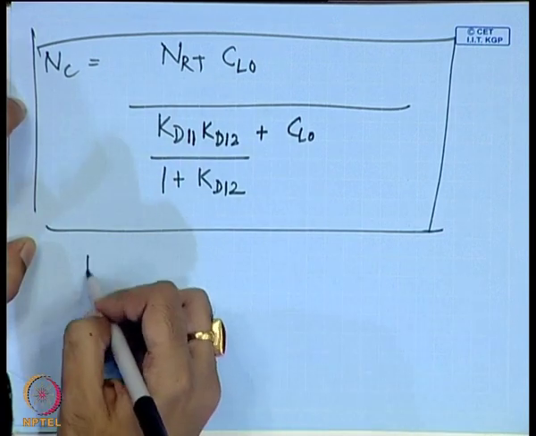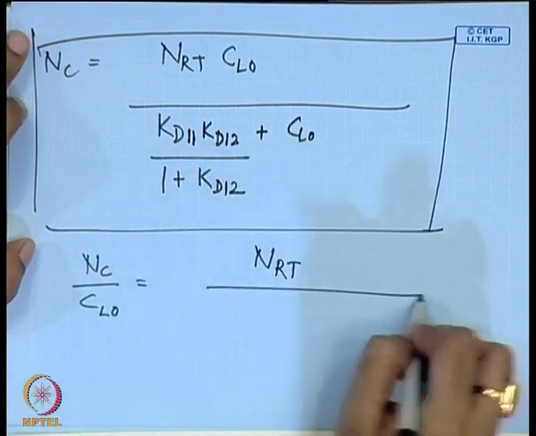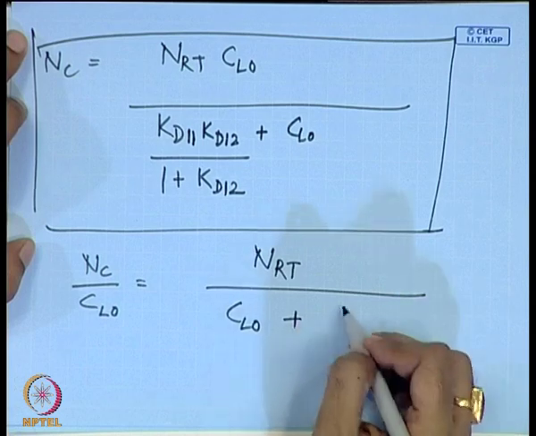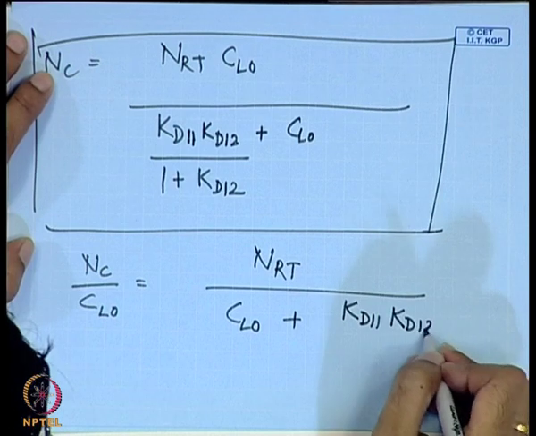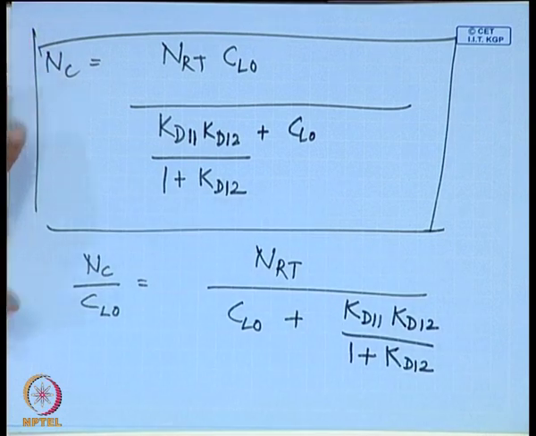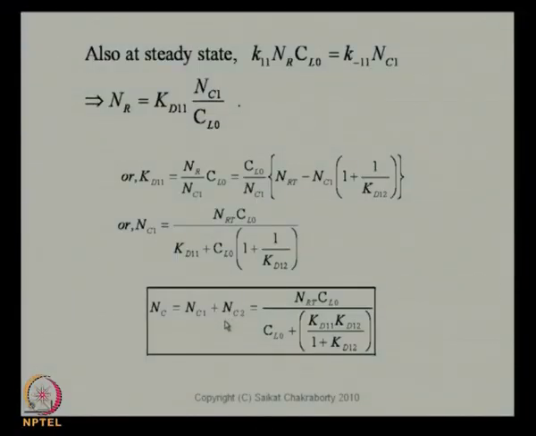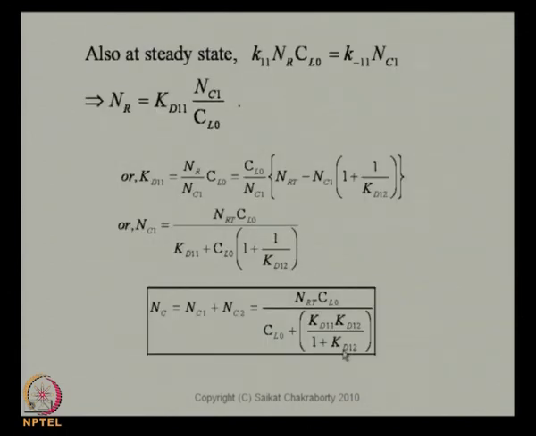So, if I want to draw my Scatchard plot, which will be NC over CL naught, that would simply be equal to nRT divided by CL naught plus KD11 KD12 divided by 1 plus KD12. So, I can draw a plot like this. If I now go back to the screen, this is exactly what we derived. This is the plot that I want to obtain.